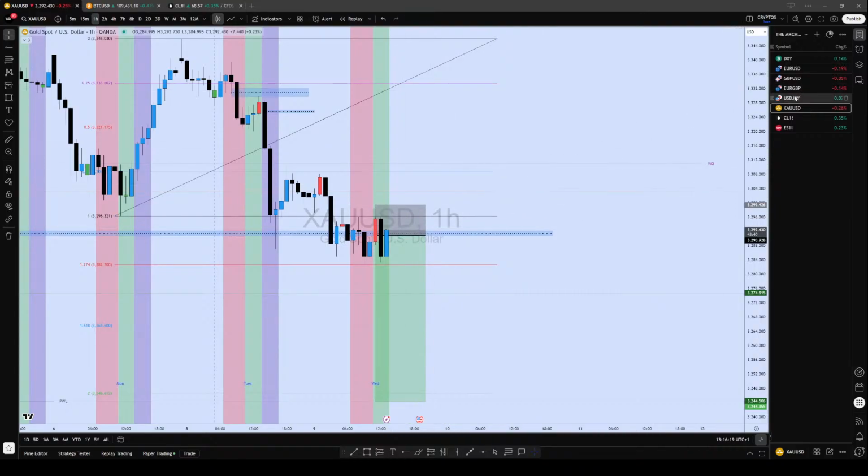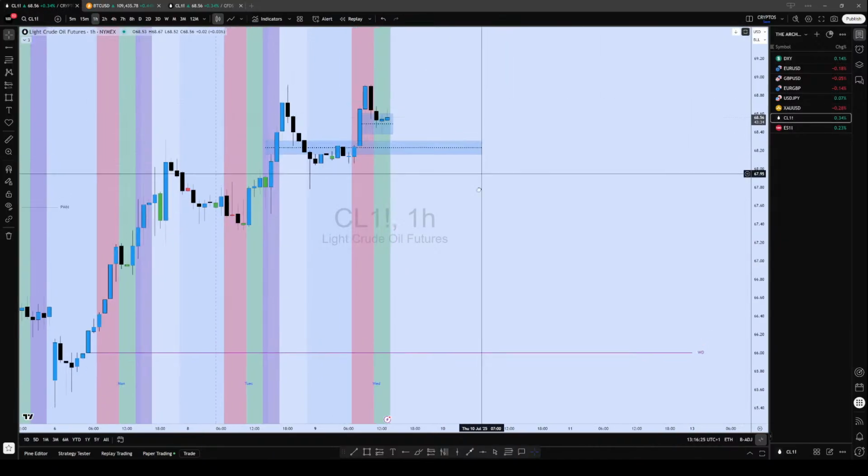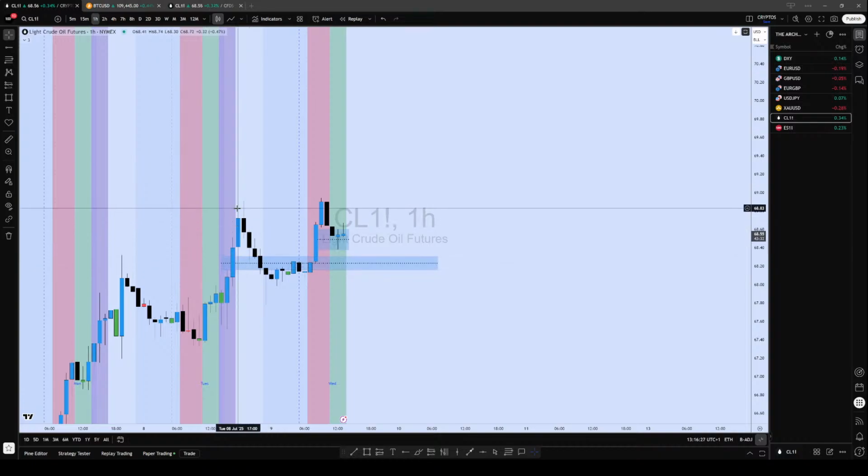All right, so that is that for the gold market. Now let's go to crude oil. Crude oil, yesterday we had a nice impulse move away, and now we pulled back over the course of the evening, and then we rejected this landing. So I'm expecting a move up again.